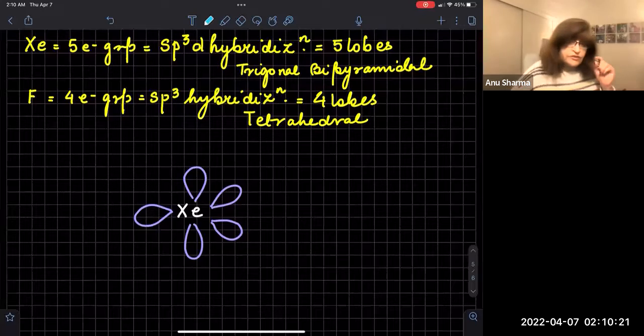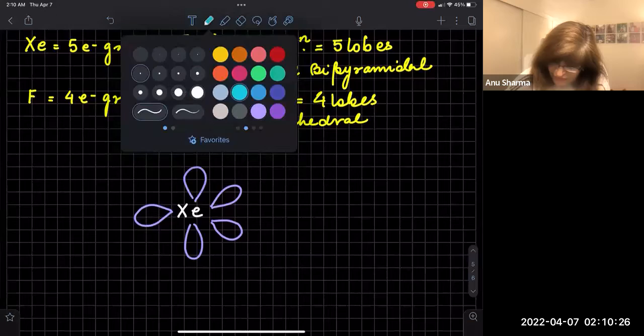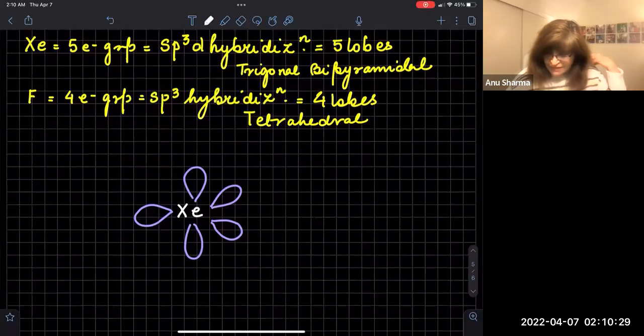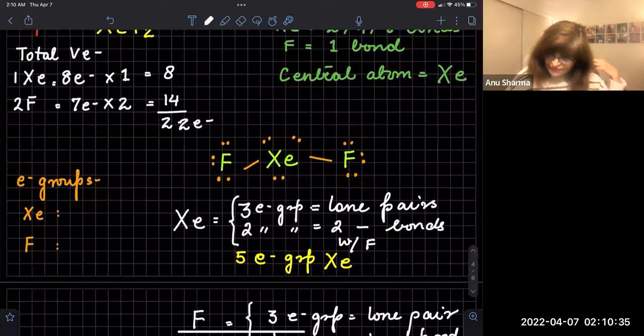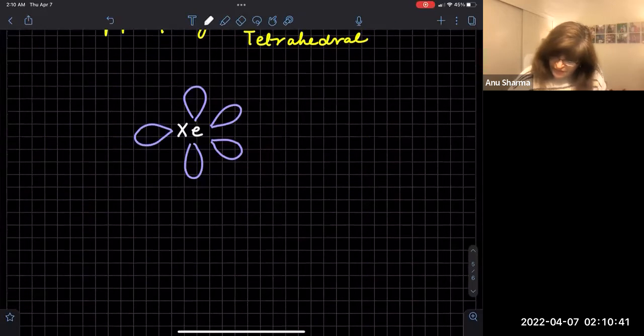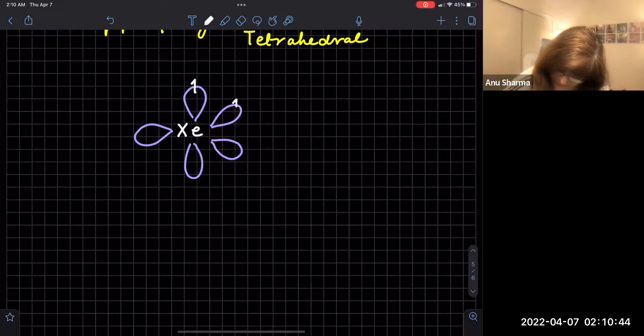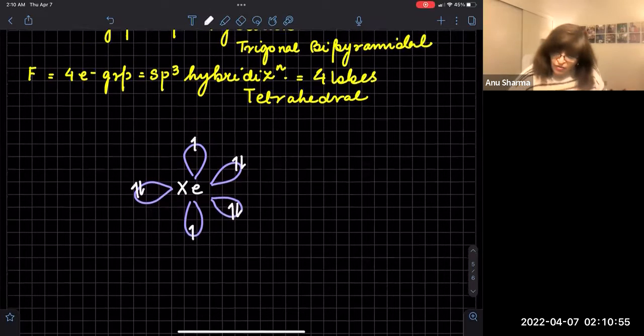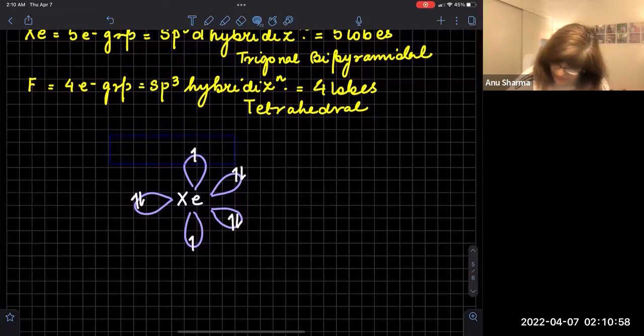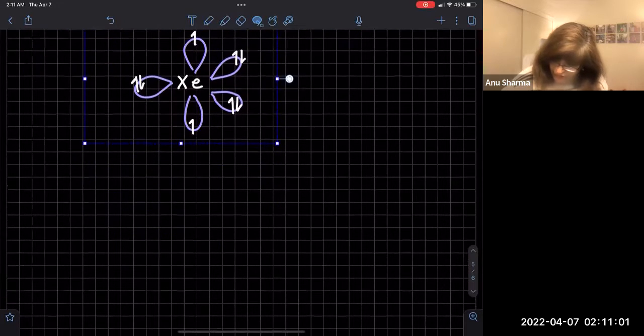Now here's an interesting part. Remember, the lone pairs do not like the bonded atoms, right? So fine, this is your xenon, which has a total of 1, 2, 3, 4, 5, 6, 7, and 8 electrons. Okay, now comes fluorine. One second, let me bring this down so I have more space.